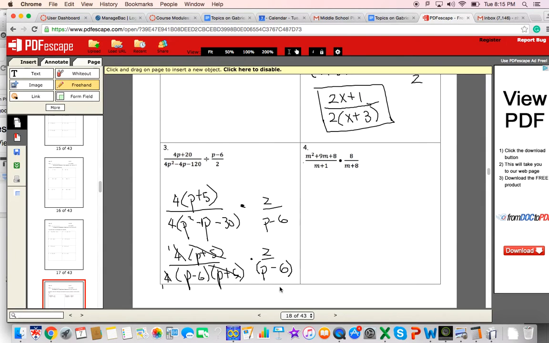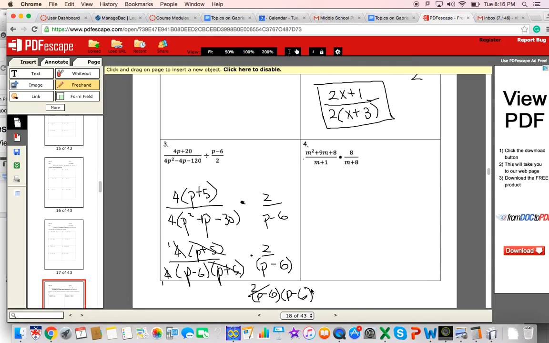All right. Now, people are often tempted to cross off p minus 6 and p minus 6, but they're both in the denominator. We cannot do that. So the answer is actually 2 over p minus 6 times p minus 6. And that's as simple as this one can get.